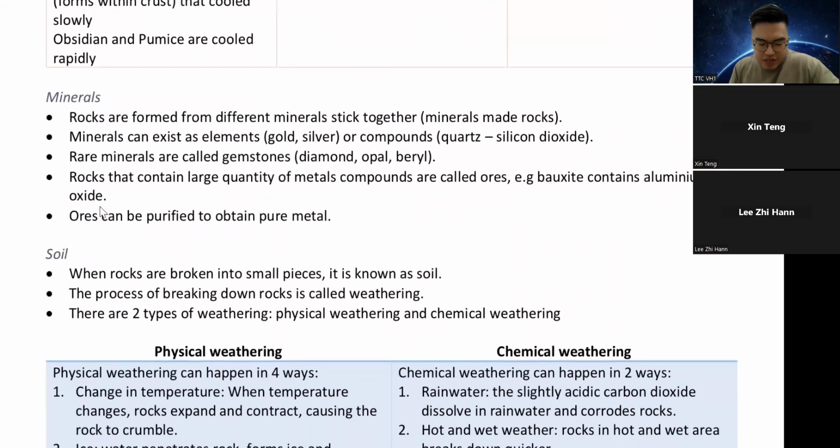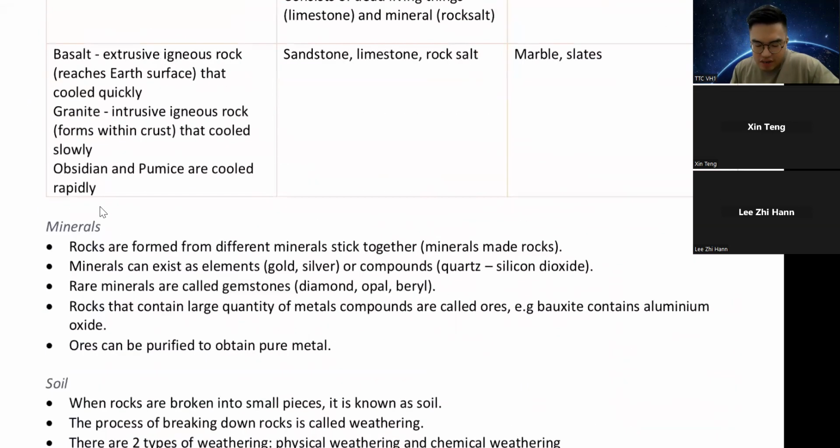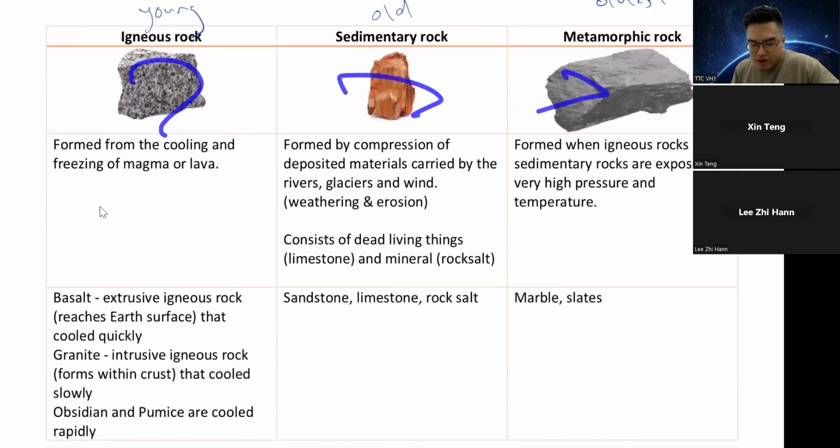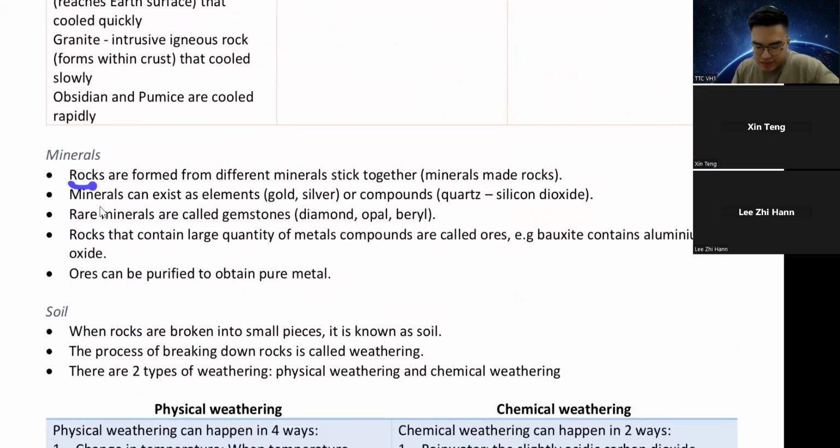Okay, easy stuff. So what is mineral? Rocks, all these rocks, 3 types of rock. Inside them is called mineral. Okay, so mineral, they can be element. That means they are the pure form. Gold and silver is pure. Compound form, this is the not pure one.